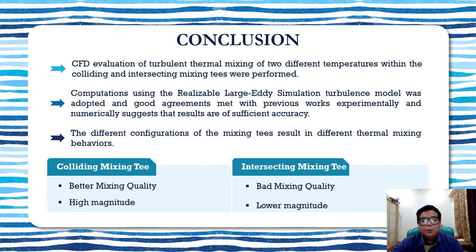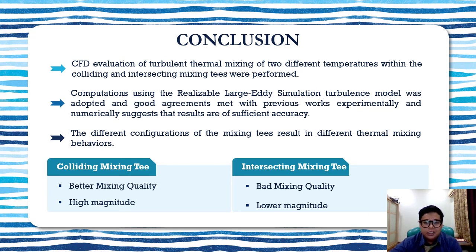As a conclusion, a numerical simulation of turbulent flow of two streams at different temperatures was conducted to analyze the differences in the intersecting and colliding mixing T. The realizable k-epsilon turbulence model was used in this project, and comparison was made with previous work, which states that the current project results are sufficiently accurate. Even though most of the literature uses a similar turbulence model in conducting their research, it is widely recommended that large eddy simulation is much preferable in simulating a turbulent flow model.